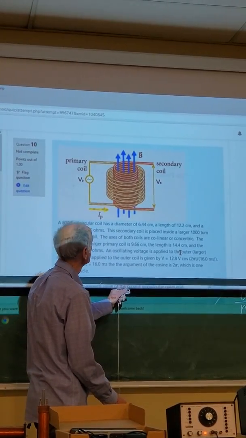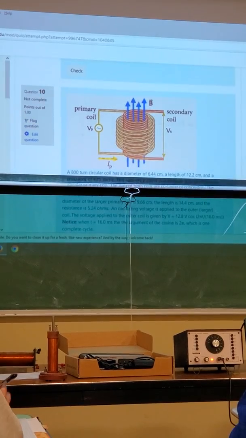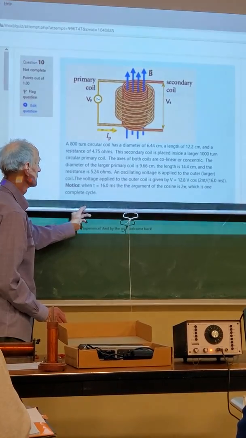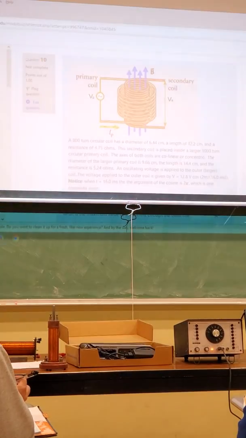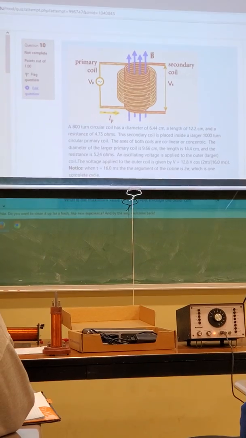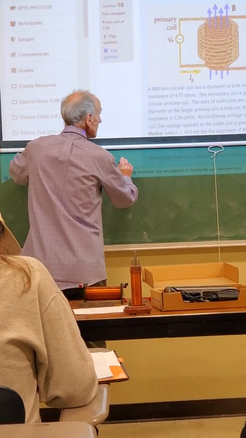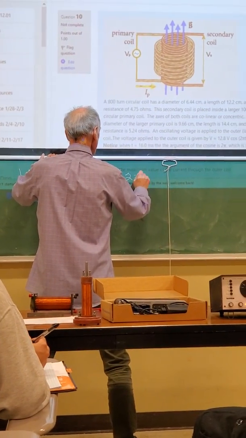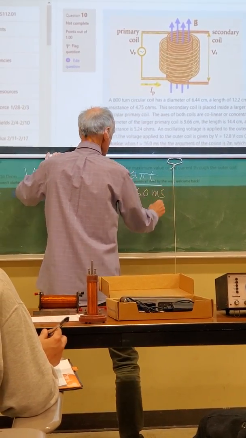So let me write that down. The equation for the voltage is V equals 12.8 volts cosine of 2 pi t over 16 milliseconds.